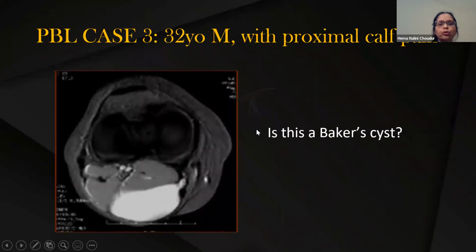Now let's move on to our next case, which is a 32-year-old with proximal calf pain. And I'm asking you, is this a Baker cyst? We said that it can have a communicating neck between the medial gastrocnemius and the semimembranosus. You see something like that here. It is bright on T2, but notice how there is no joint effusion. We all know that the Baker cyst is a potential space. Whenever the fluid is there in the joint, it can open up this potential space, and that's how you should always have fluid before you actually call it a Baker cyst.